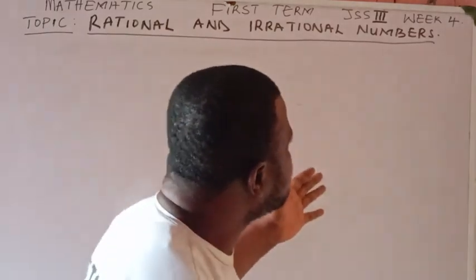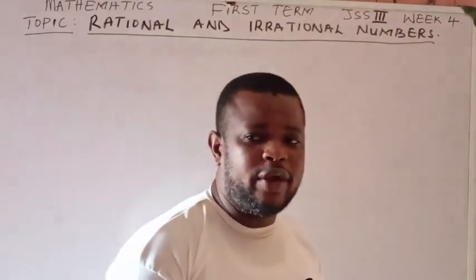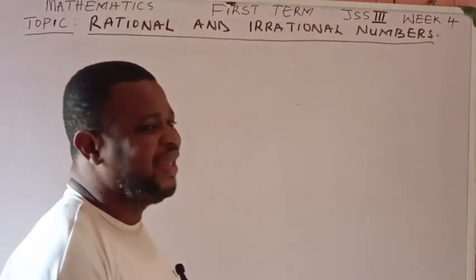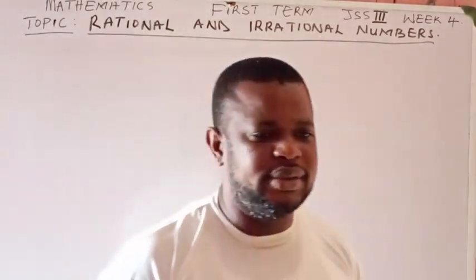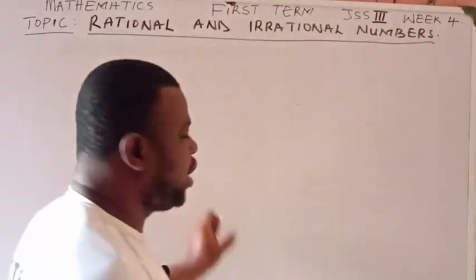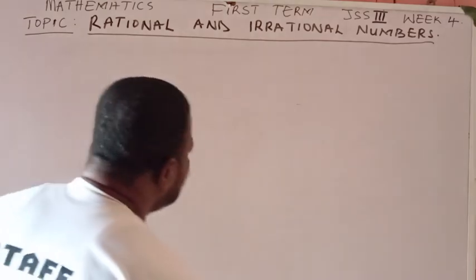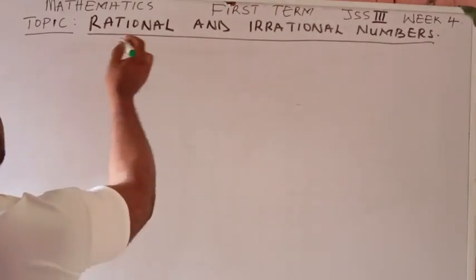Today we are in JSS3, week 4. Our topic is rational and irrational numbers. What are rational numbers? Rational numbers are numbers that can be written in a fraction form.